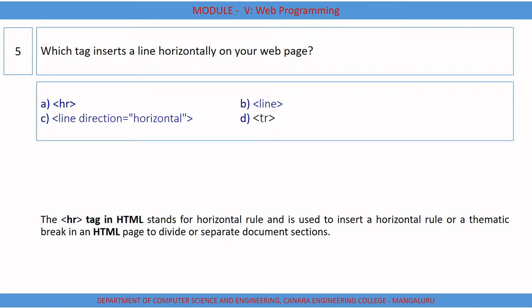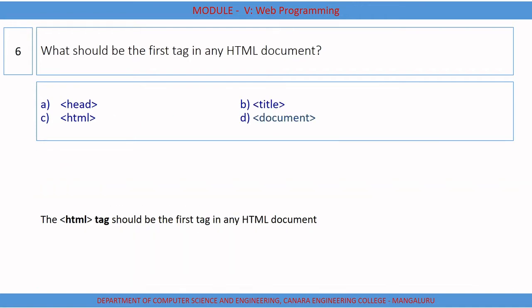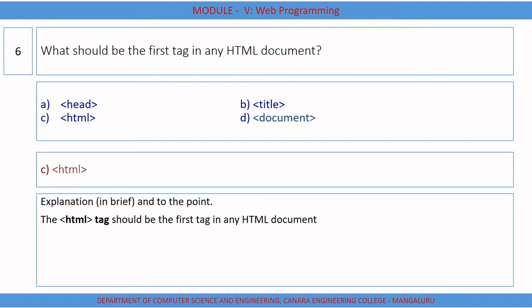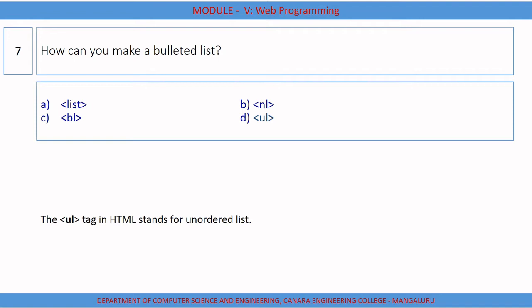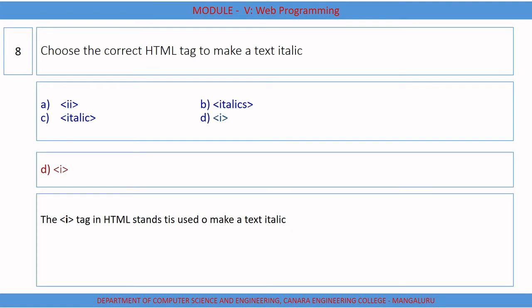Horizontally, if you want to display a line in the web page, that means HR in HTML. And the first tag of any HTML document is HTML only. And how can you make a bullet list? Bullet list we can make with the help of the UL tag. In HTML, if you want to display text in italic, then the correct answer is I. Answer is D.